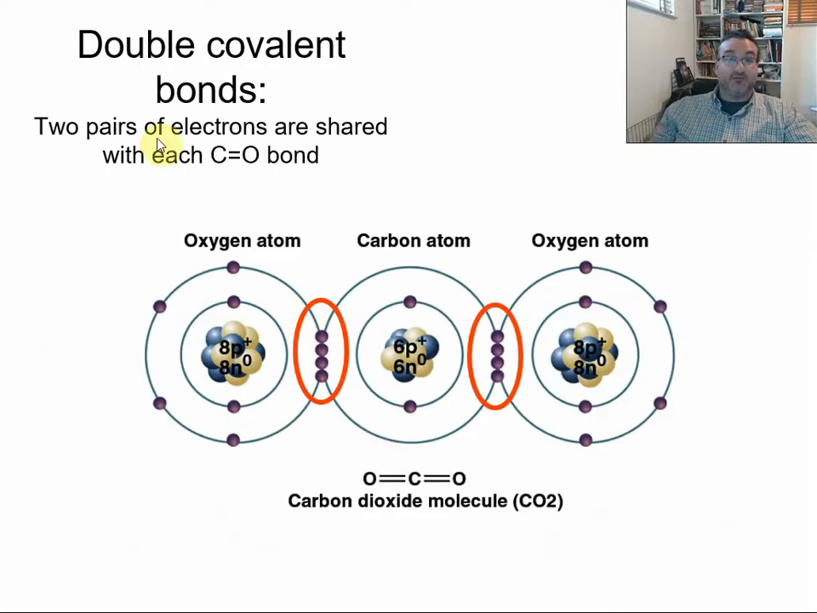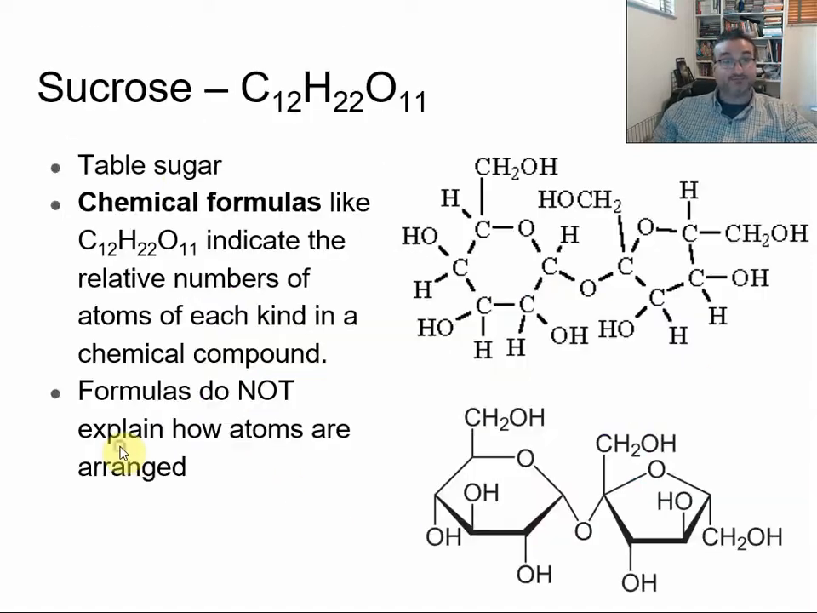Here's a double covalent bond in carbon dioxide. The carbon is sharing 2 sets of valence electrons with this oxygen and 2 sets with that oxygen. The 2 pairs of electrons are being shared with each carbon to oxygen bond. All this happens to satisfy the octet rule. All the involved atoms end up with 8 valence electrons.